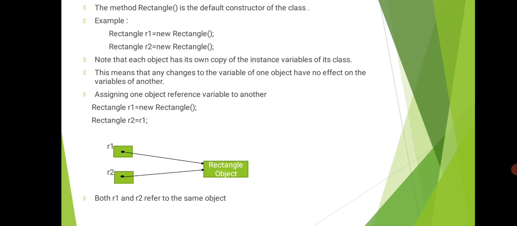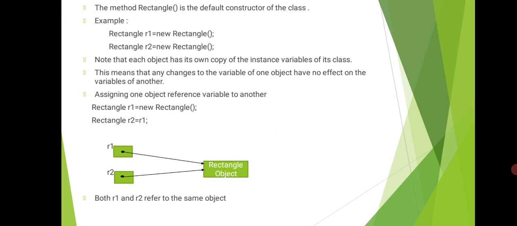So in this example, we can create any number of objects R1, R2, and so on up to Rn. So you can create any number of objects using the new operator for a particular class. We have a Rectangle class. In this Rectangle class we created R1 and R2, two objects of the same Rectangle class. Note that each object has its own copy of the instance variables of its class. So R1 has its own data members, its own instance variables, and R2 also has its own instance variables. Both objects have their own instance variables.